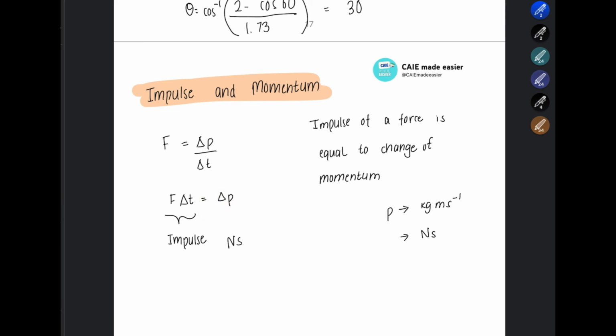momentum. Now this impulse is important when you want to find the force that acts over a very short period of time, for example in a collision. The impulse of a force is equal to the change of momentum.